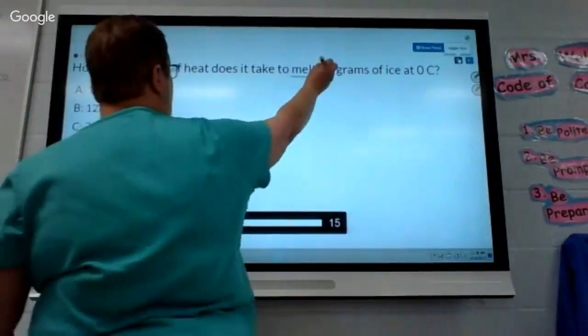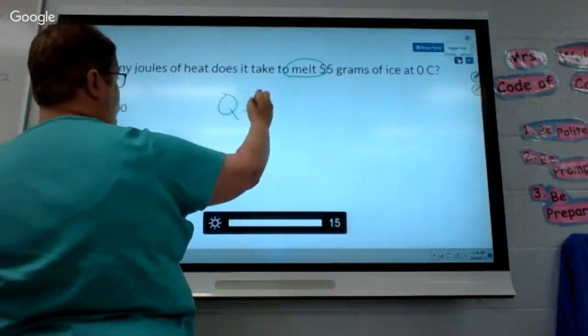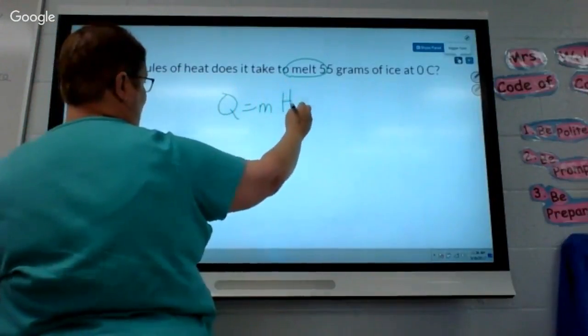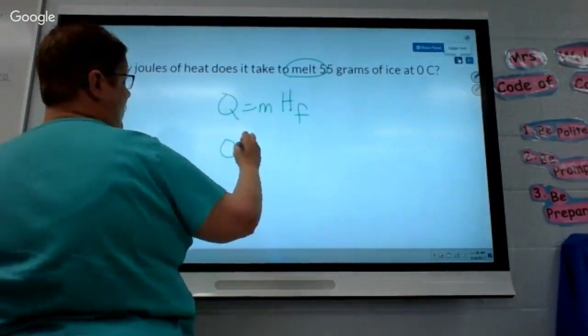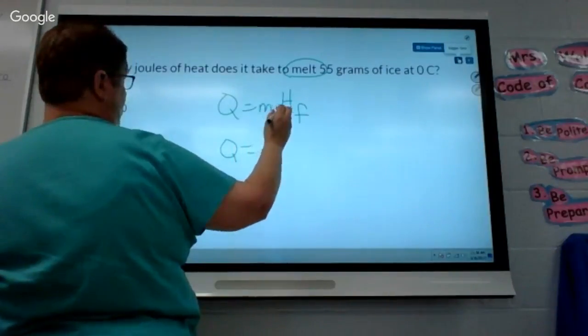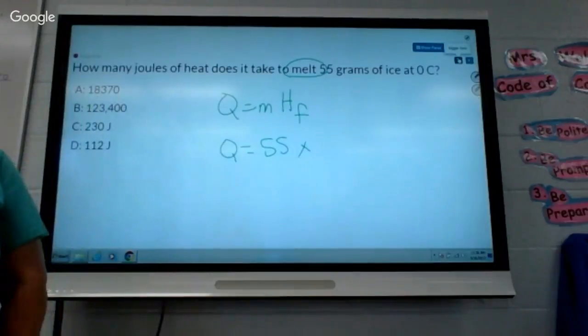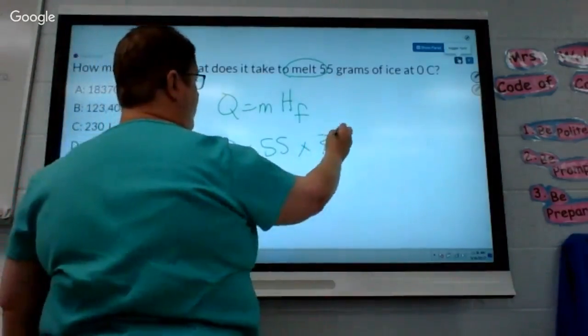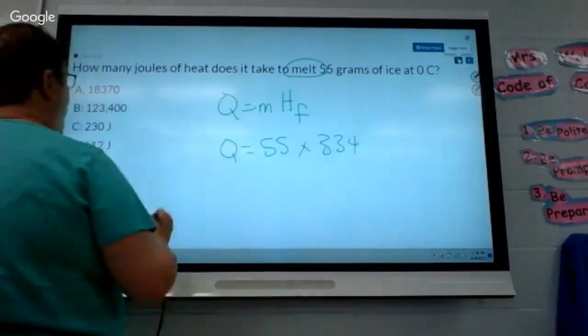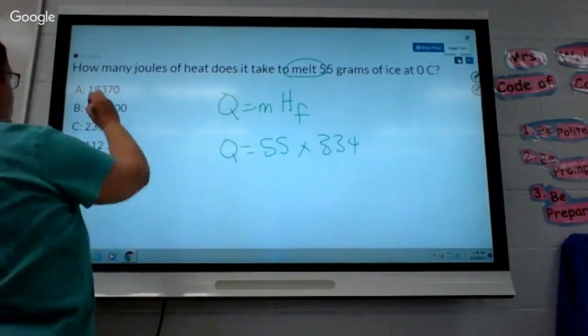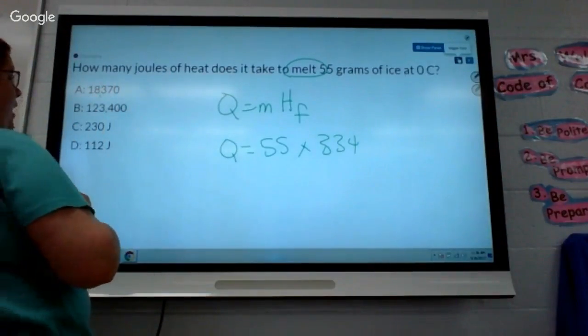So, see how it says melt? That's Q equals MHF. So your mass is what? 55. Where do you find HF tomorrow on the test? So it was 334. When you multiply, you get what? 18,360. I forgot my comma.